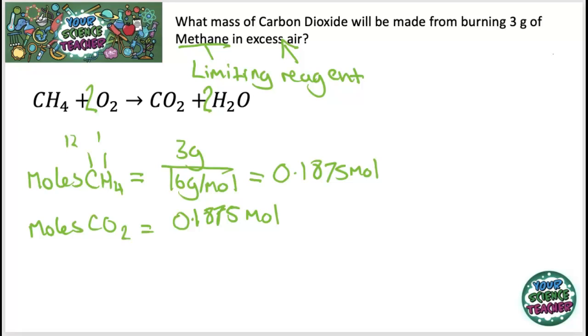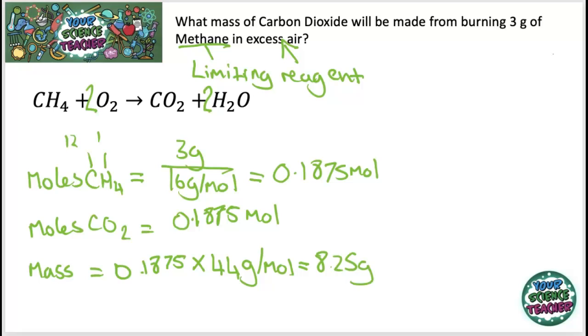The next thing to do is work out the mass of carbon dioxide that you will have, and the way to do mass is by doing the moles times by the RFM. So the moles is 0.1875, and the RFM of carbon dioxide is 44 grams per mole. And when you do this on your calculator, you get an answer of 8.25 grams.